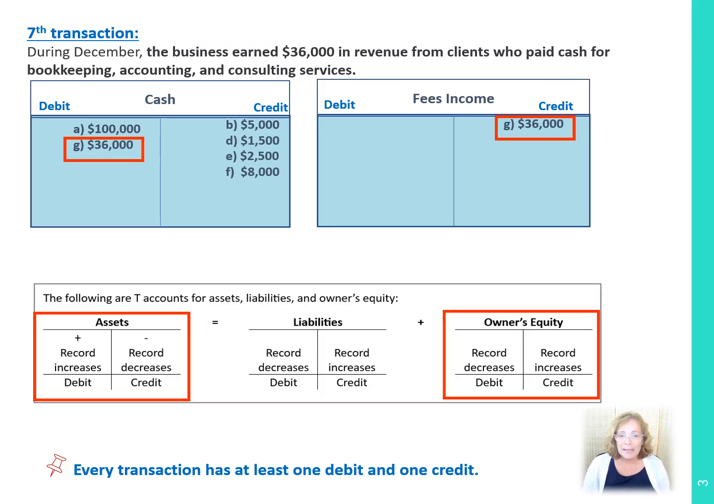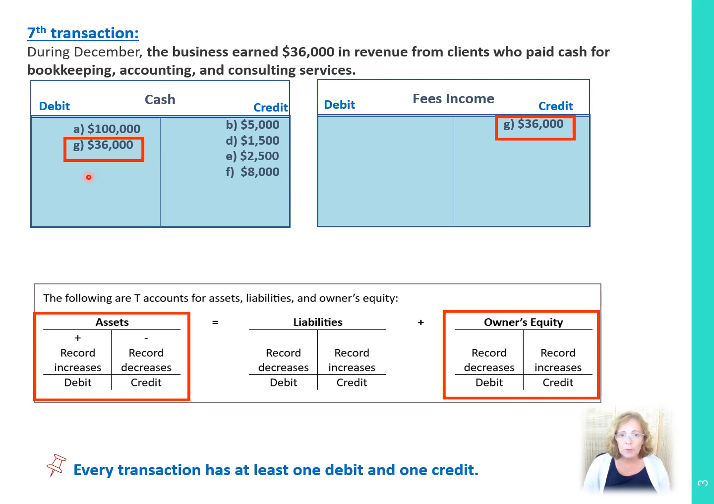We're now ready for the next 6 transactions, starting with the 7th transaction where the business earned $36,000 in revenue from clients who paid cash for bookkeeping, accounting, and consulting services. So it looks like our cash increased by $36,000. Cash is an asset, and assets increase with debits. And therefore, we're going to debit cash for $36,000.